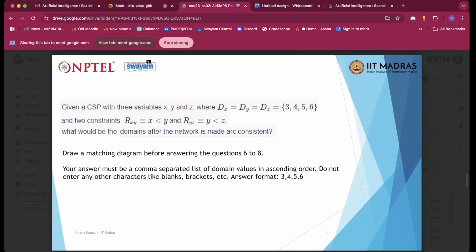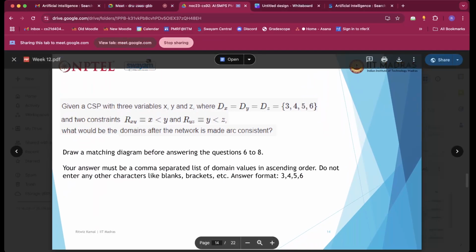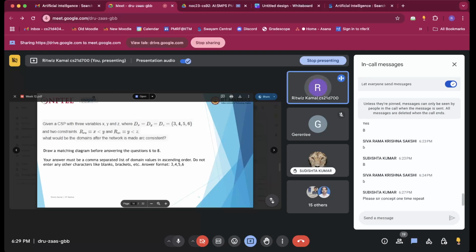which is based on a slightly different kind of CSP, or constraint satisfaction problem. Here we are given three variables, x, y and z, and each of these takes values from a specific domain, or a set of numbers, and the domain is the same for all three variables. We denote the domain of x by D subscript x, the domain of y by D subscript y, and similarly for z, and the domain is 3, 4, 5 and 6. So x, y and z can take values from 3, 4, 5 and 6.